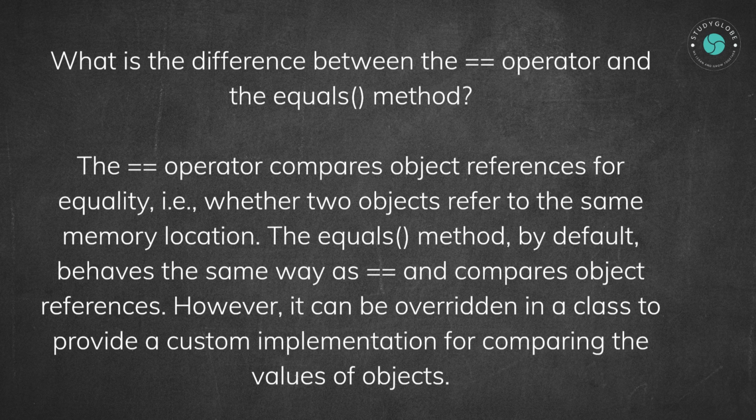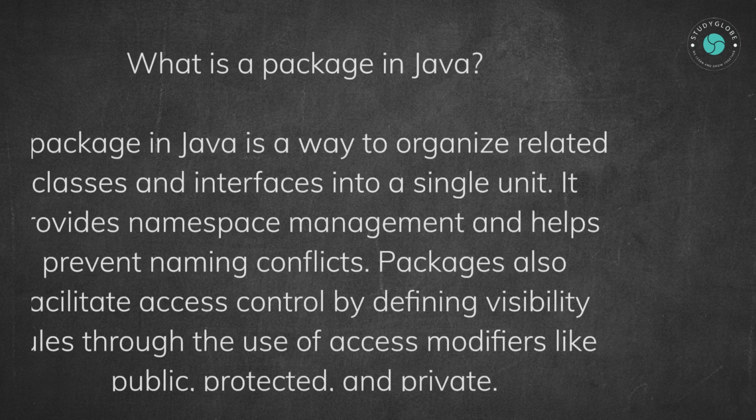What is the difference between the == operator and the equals method? The == operator compares object references for equality, i.e., whether two objects refer to the same memory location. The equals method, by default, behaves the same way as == and compares object references. However, it can be overridden in a class to provide a custom implementation for comparing the values of objects.